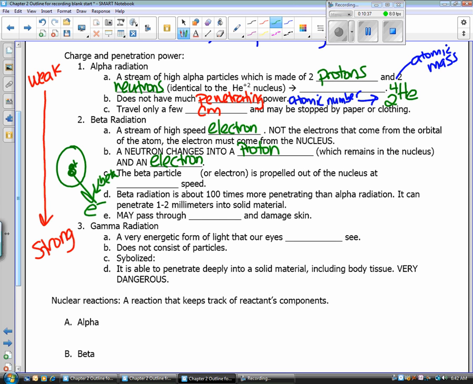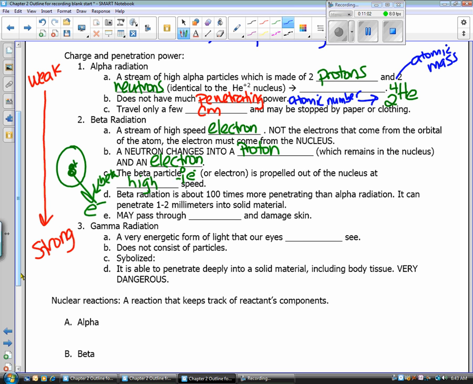The beta particle, which you might see as a little e negative, that's the electron symbol, with a 0 on the top, because electrons don't have weight, and a -1 on the bottom, because it's not a proton, it's actually a -1 charge. Or an electron is propelled out of the nucleus at extremely high speed. So it speeds right out of there.